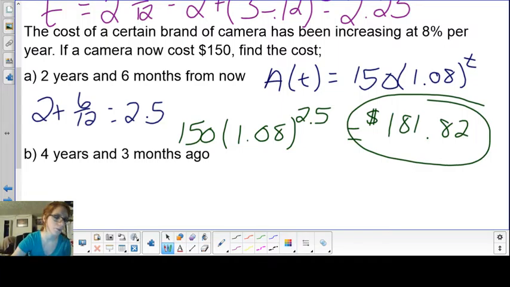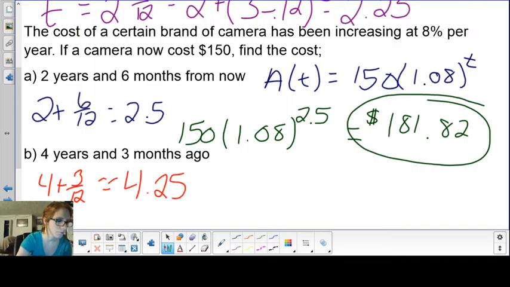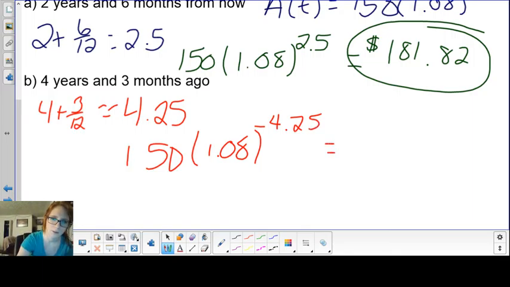Similarly, I want 4 years and 3 months ago. So I have 4 plus 3 over 12, which is equal to negative 4.25. And the reason being is because, again, ago, we're talking about the past. But if I do negative 4 there, I don't want that. So I have 150 times 1.08 to the negative 4.25, which is $108.15.